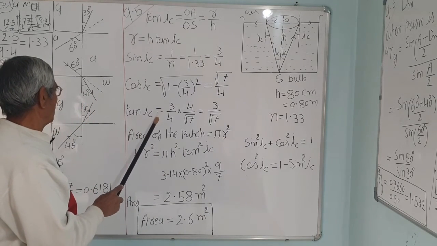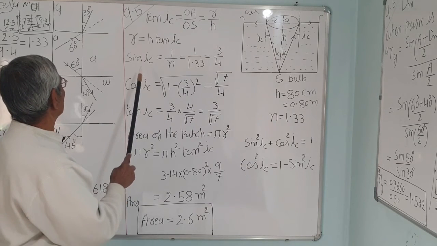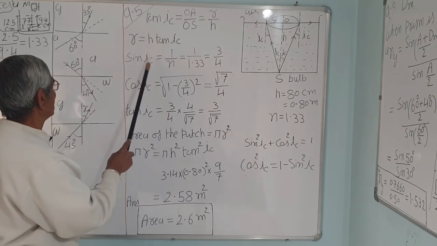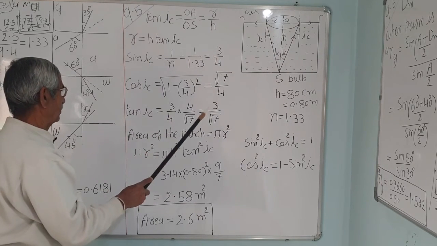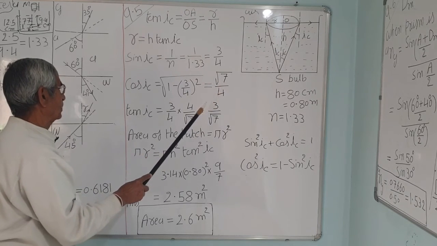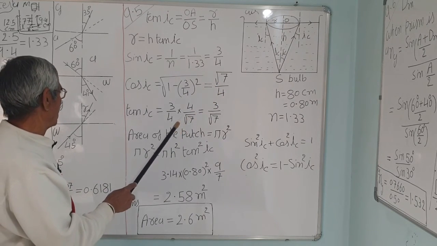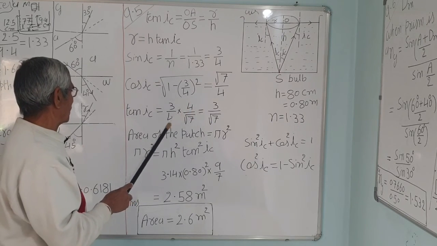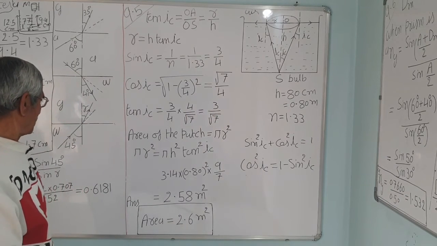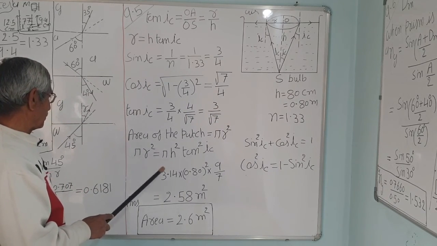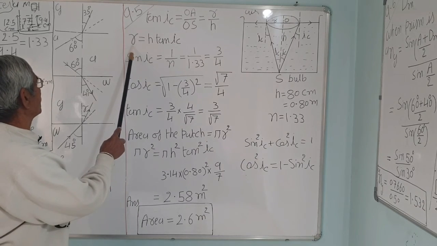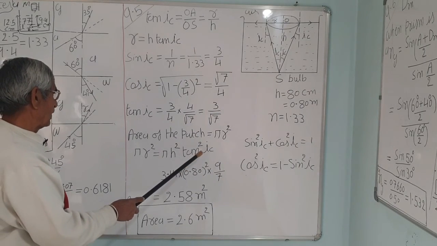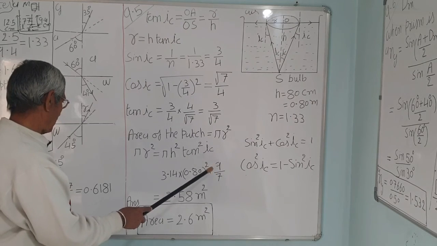So tan IC is equal to, now what is tan IC? Tan IC is equal to sin IC upon cos IC, that is 3 by 4 upon under root 7 by 4, that is 4 by under root 7. You can divide, multiply, that will invert it. That is equal to 4 cut 3 upon under root 7, that is we have got it. So area now, calculate pi r square is equal to pi h square, r is equal to h tan IC. We have got the tan IC 3 upon under root 7. So tan square IC is equal to 9 upon 7, correct?